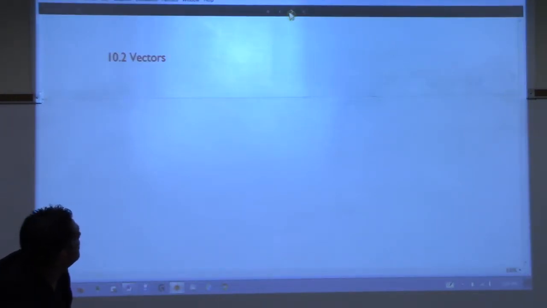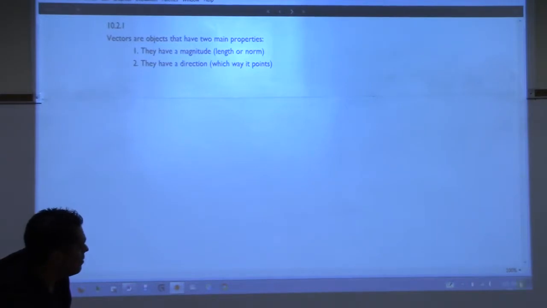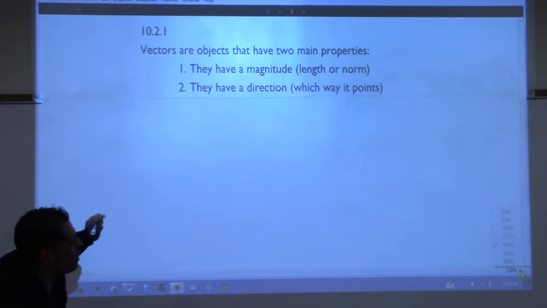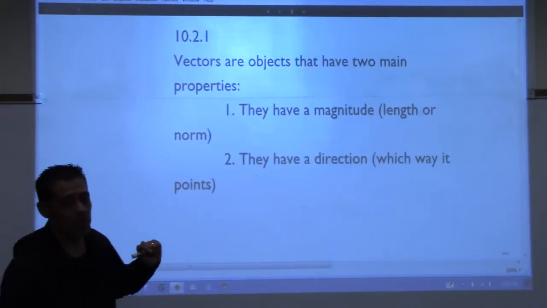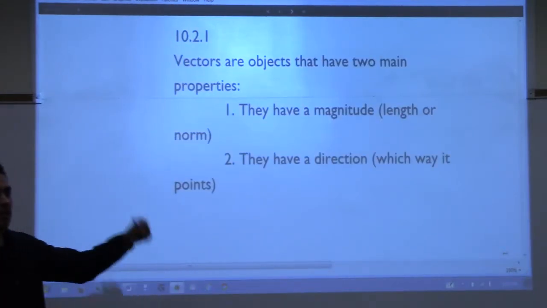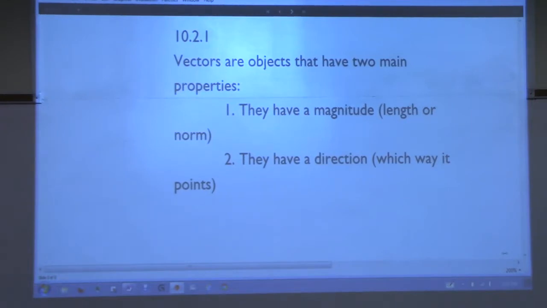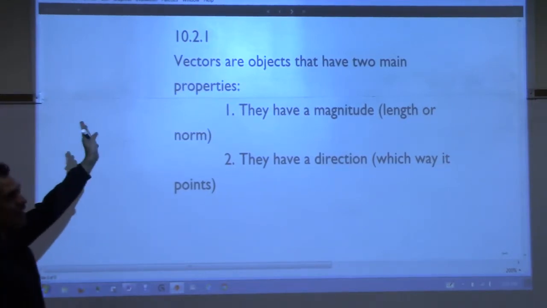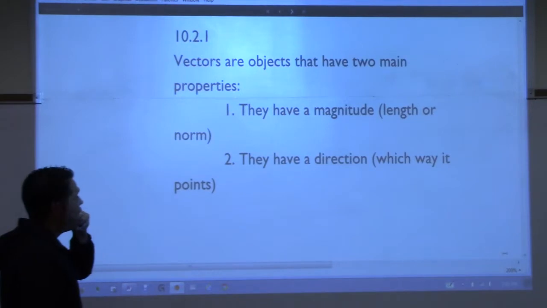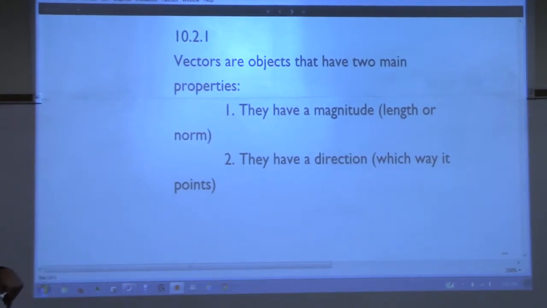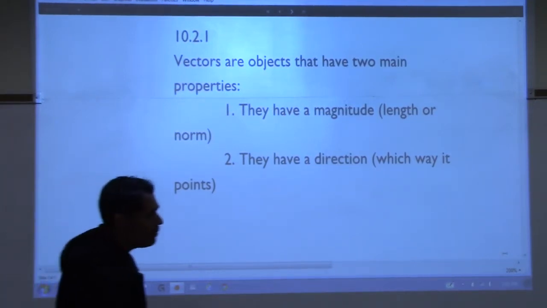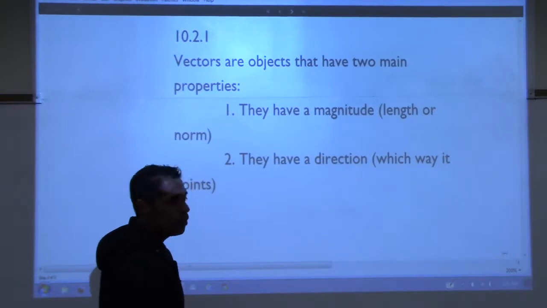So 10.2, vectors. Oh, 10.2, sorry. This is 10.2 out of the calculus book. We're in 10.4 in our book, but we're in 10.2 in the calculus book, so please ignore the 10.2 up there, all right? Yes, it's 10.4, and in the schedule it says 10.4 and it gives the appropriate page number for the homework.